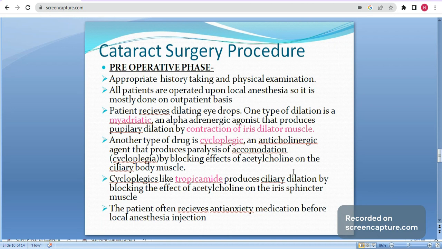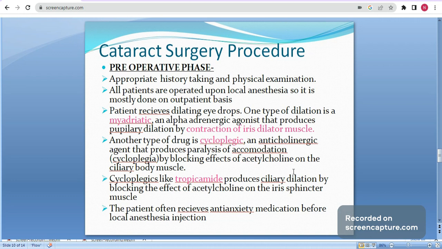One is mydriatic, another is cycloplegic. Mydriatic is an alpha adrenergic agonist that will help in the dilation of the pupil by contraction of its iris dilator muscle. And the cycloplegics are those which will result in cycloplegia by blocking the effects of acetylcholine on the ciliary body muscle. Okay. Now, often the patient is given anti-anxiety medications also before the local anesthesia injection.